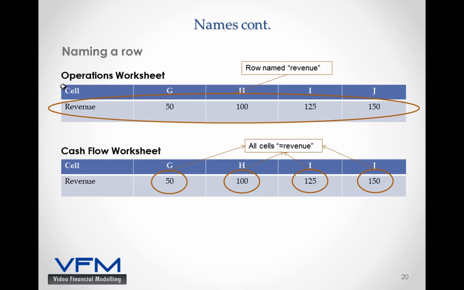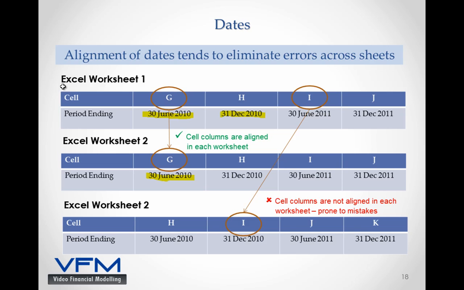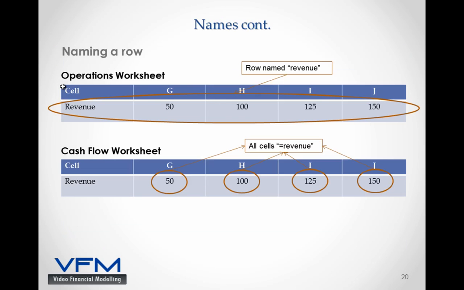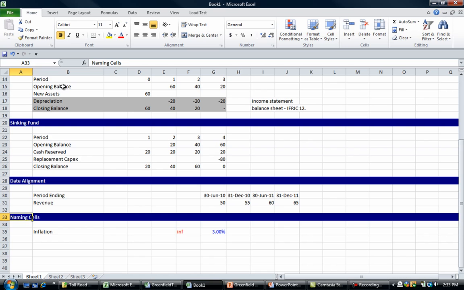So that's pretty simple. Now let's look at naming a row. If you're naming a row, I can't emphasize enough that you must have your periods aligned on each sheet. So back to what we were talking about before with date alignment, you must have your periods aligned. Like we see in Excel worksheets 1 and 2, the top two tables there, and that is best practice, and that's why we teach that in this video financial modeling course. Naming a row continued.